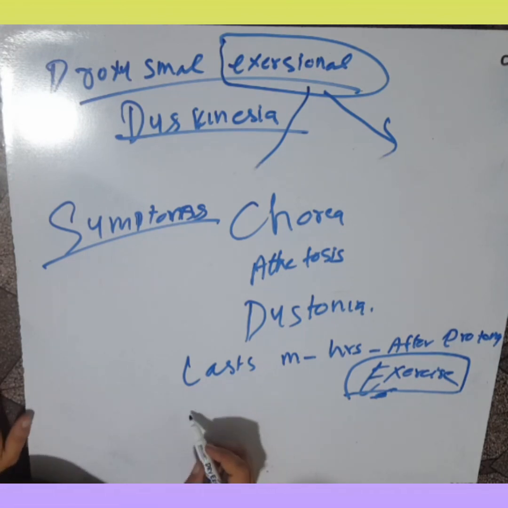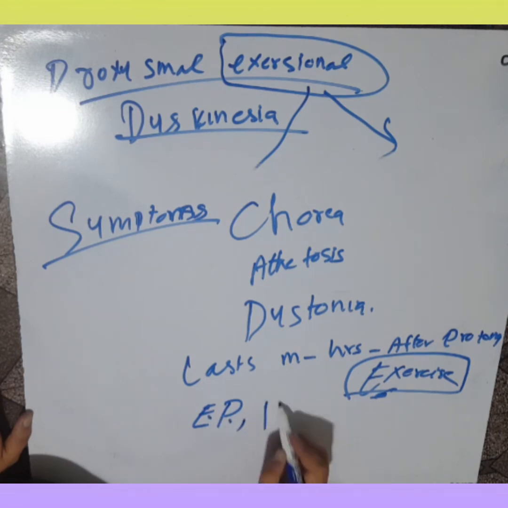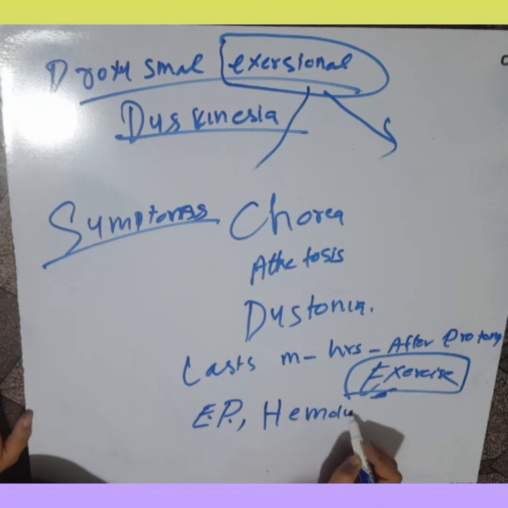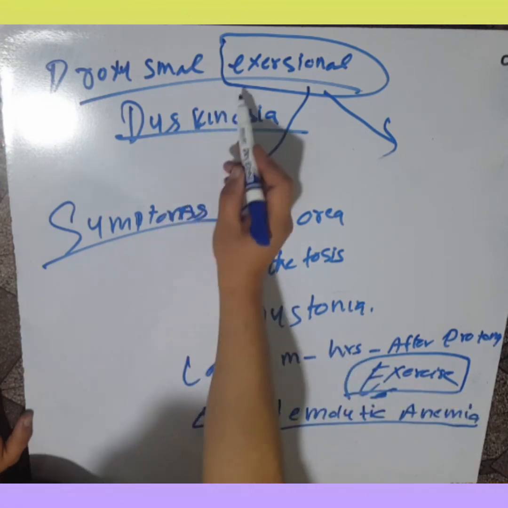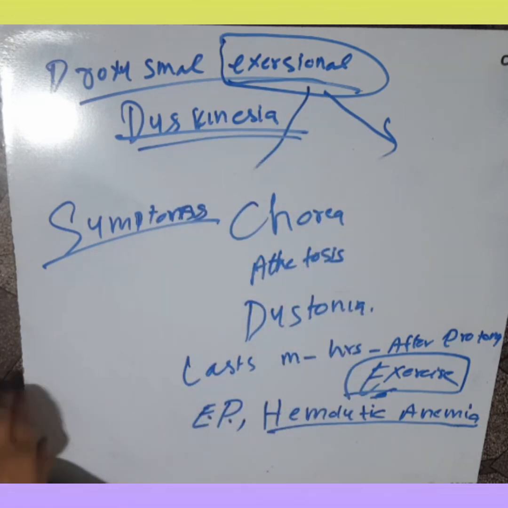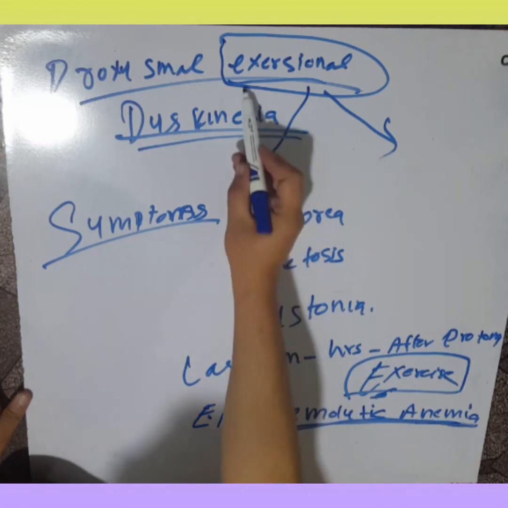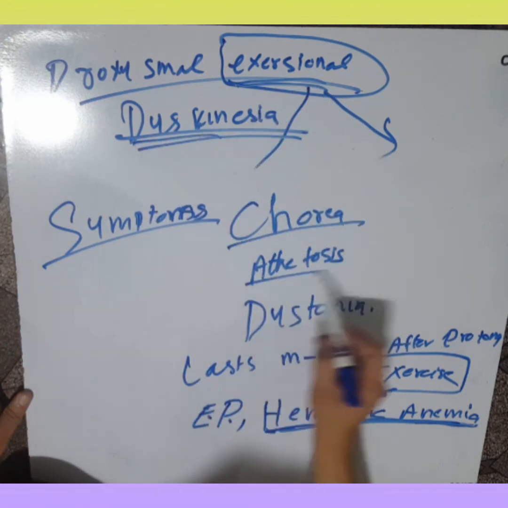They are also associated with other diseases like epilepsy and hemolytic anemia. Hemolytic anemia can also cause paroxysmal exertional dyskinesia, because when we exercise there is rapid metabolic activity, and in hemolytic anemia there is a deficiency, and paroxysmal exertional dyskinesia occurs, that is chorea, athetosis, dystonia.